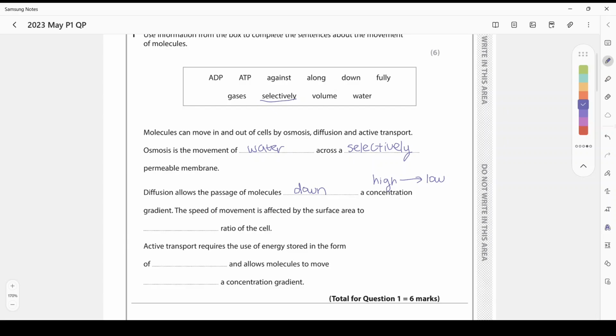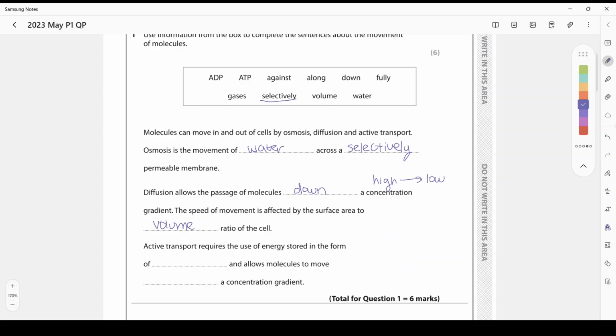The speed of movement is affected by the surface area to volume ratio of the cell. So that's why cells like your intestinal cells, right? They've got a lot of microvilli, and that's to increase surface area for absorption so that your intestines can absorb nutrient molecules that are in your intestine.